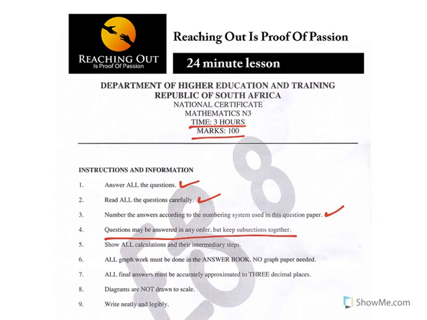Again, please remember, show all calculations and their intermediary steps. Don't leave out some solutions in a rough paper that you'll be writing. It may be in the question paper or at the back of your answer book. All graph work must be done in the answer book. There is no graph work needed, but you need to bring your ruler and a pencil to draw your graphs. All final answers must be accurate, approximated to 3 decimal places, if ever there are decimal places. The diagrams are not drawn to scale. You must write neatly and legibly. They can penalize you for clumsy writing.